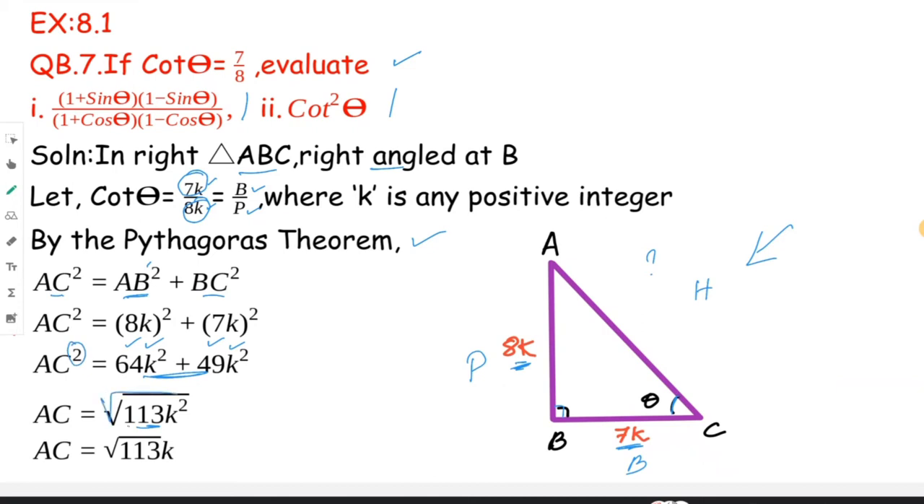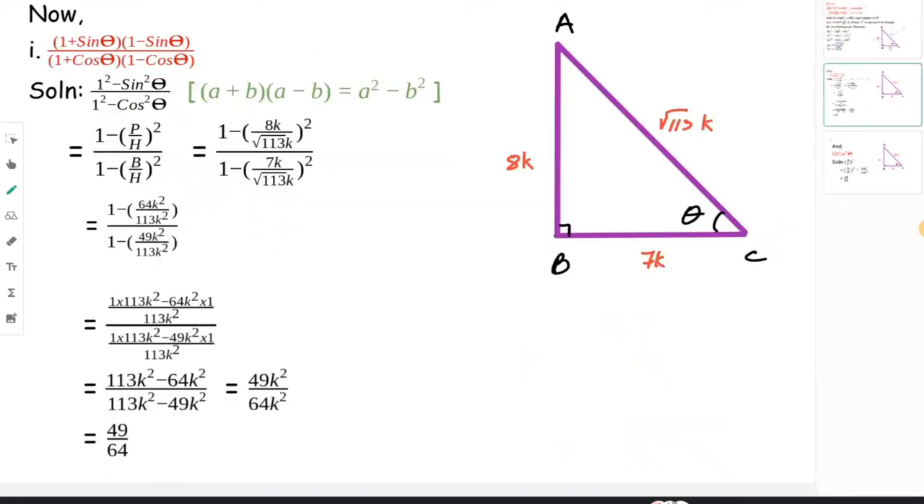And from here, if you look, 113 has no square root. It does not have a perfect square. So it will be under root, and because of k square, k will come out, right? So the third side AC is how much? Root 113 k. Okay, now we know all the three sides. Let's start putting the values and start solving.